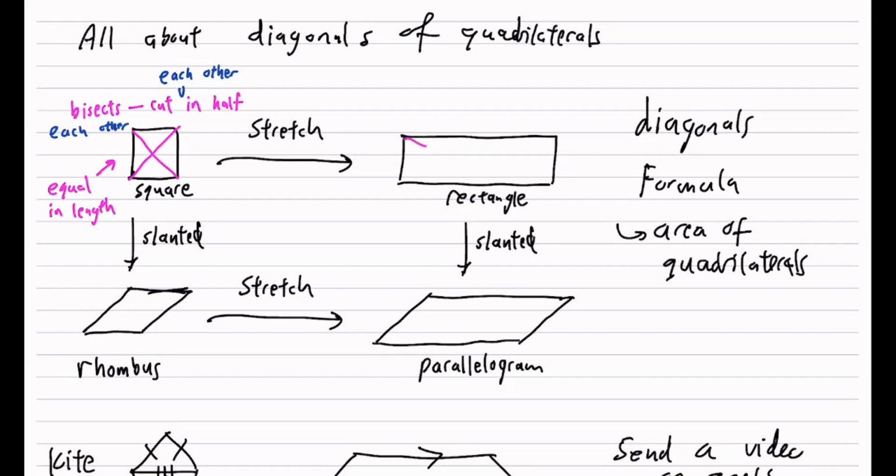How about rectangle? Diagonal, diagonal. What happens? They also bisect each other.